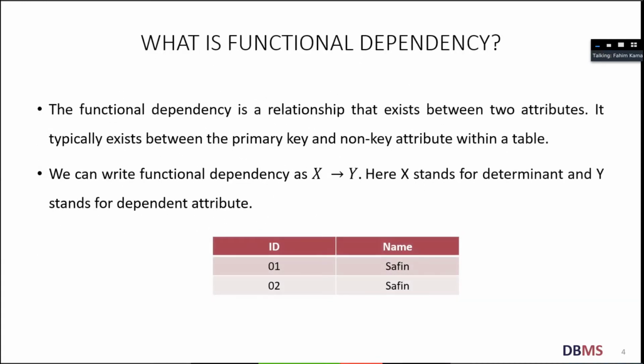So what is functional dependency? The functional dependency is a relationship that exists between two attributes. It typically exists between the primary key and non-key attribute within a table. We can write functional dependency as X determines Y. Here, X stands for determinant and Y stands for the dependent attribute. This can be easily understood with an example.